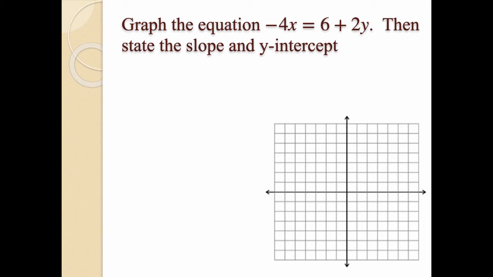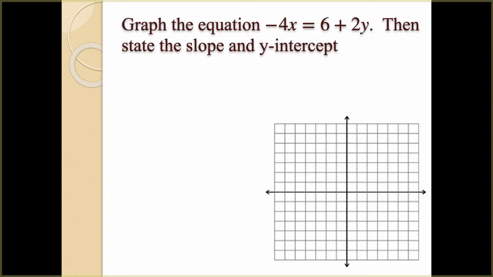Here we have graph the equation negative 4x equals 6 plus 2y, and we're going to state the slope and intercept again, and then graph. First, we need to rewrite this into slope-intercept form of y equals mx plus b. So we need to get the y's on the left. We need to get the x's to the right. So I'm rewriting this so we can work with it.